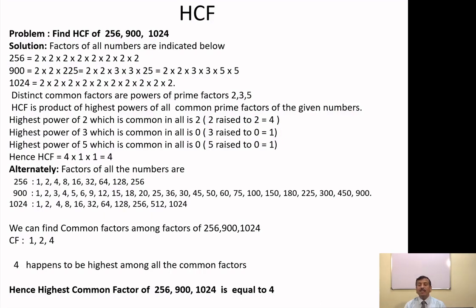Alternatively, suppose we get the factors of all the numbers as we have seen in the previous slide, and then we find that the common factors are 1, 2 and 4. And 4 happens to be the highest among common factors, by the definition of HCF. So the HCF of the given numbers 256, 900 and 1024 is 4.